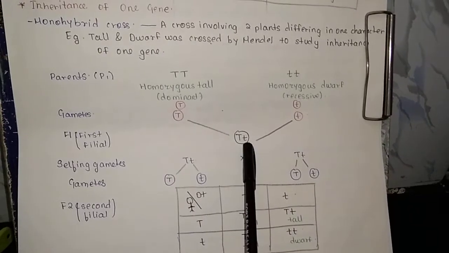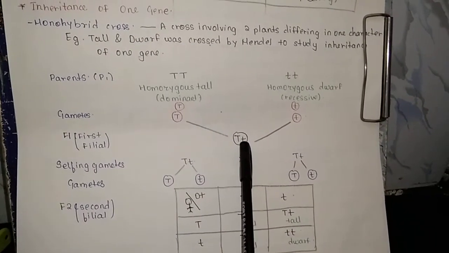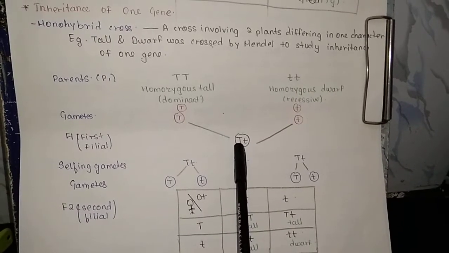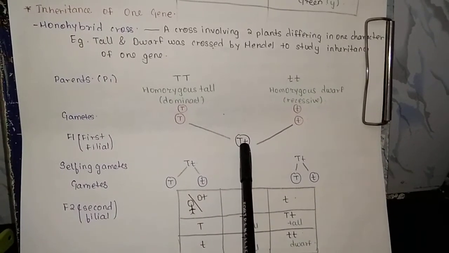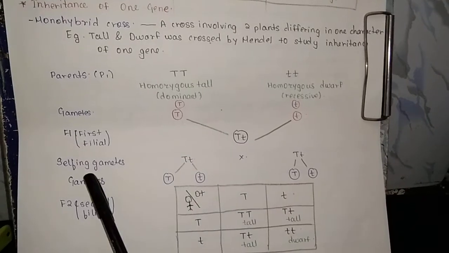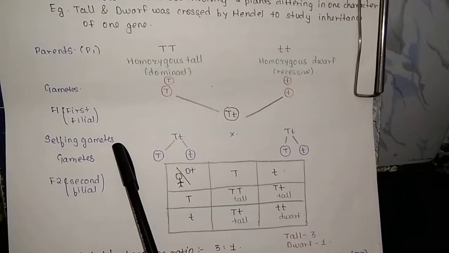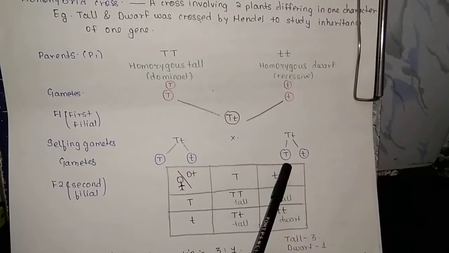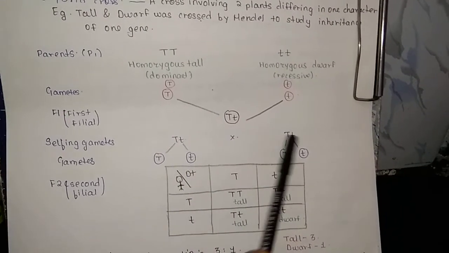This filial generation is in heterozygous condition. They had equal proportion, that is a 50% chance of capital T and 50% chance of small t. Then the gametes were selfed, that is we obtained 2 capital T and 2 small t.